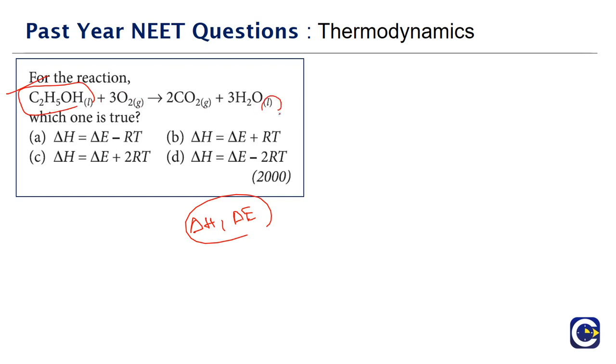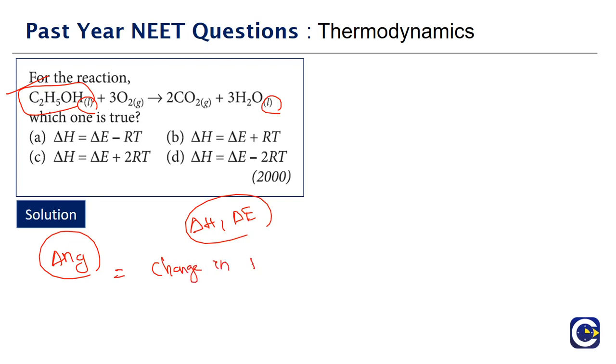and 3 H2O liquid. Whenever we have these problems where we are relating delta H and delta E, or wherever we have gas moles coming into the picture, like in the calculation of delta Ng. What is delta Ng? This is the change in number of gas moles. This comes in two formulae. One is the relation between delta H and delta E. Delta H is equal to delta E plus delta Ng RT. This comes in thermodynamics.